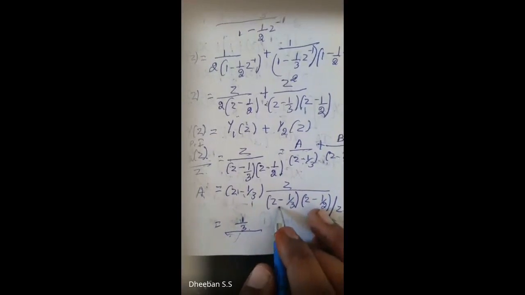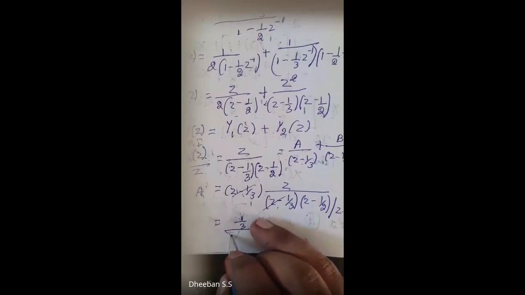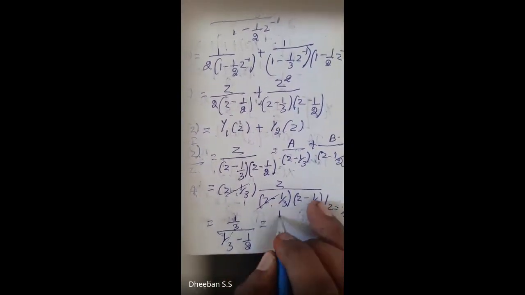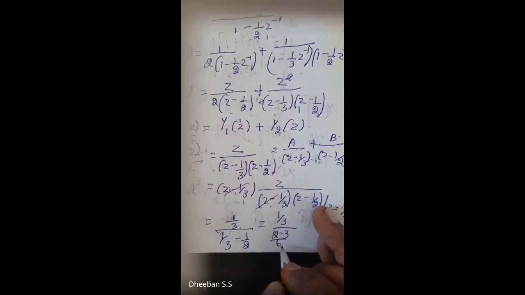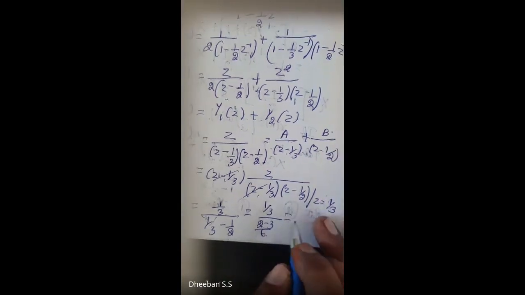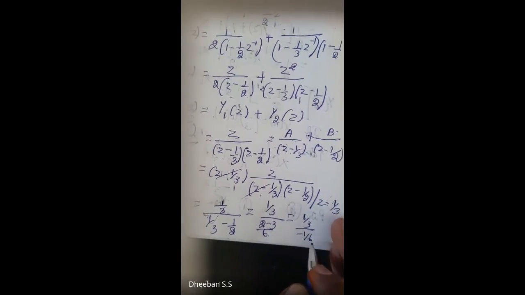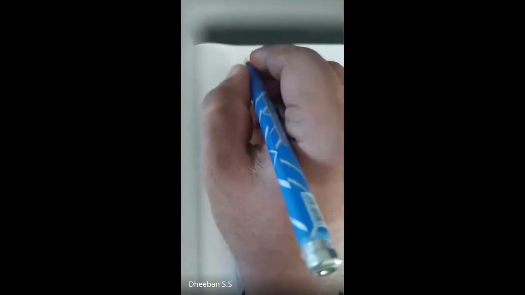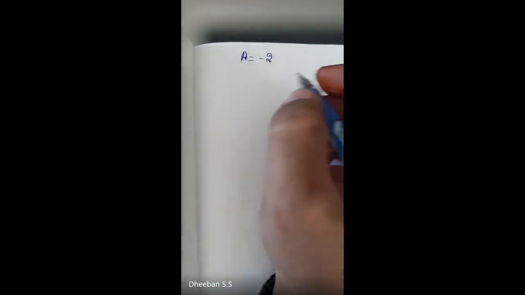so the (z minus 1/3) and the 1/3 get cancelled out. So it will be 1/3 divided by (1/3 minus 1/2), so it will be 1/3 by (2/6 minus 3/6), so it will be 1/3 by minus 1/6. So we get the value of A equal to minus 2.